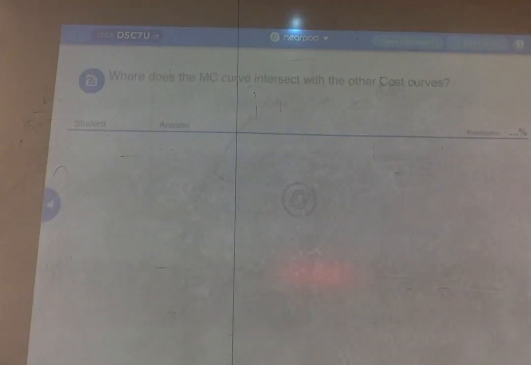I think the next one is, yeah. Where does the marginal cost curve intersect with the other cost curves? Last thing we'll do today.